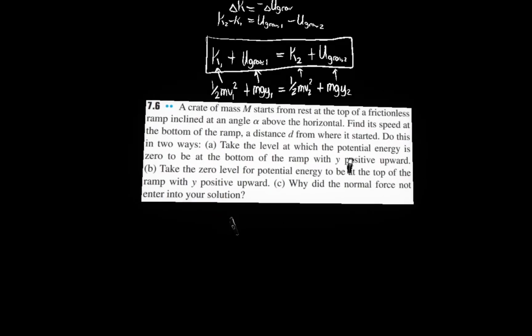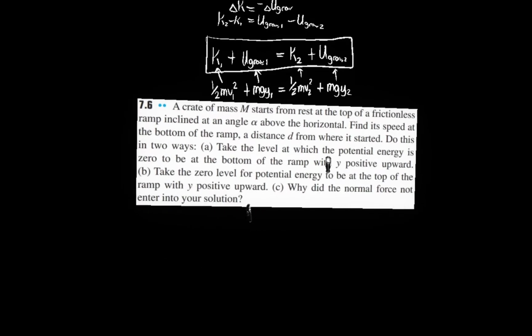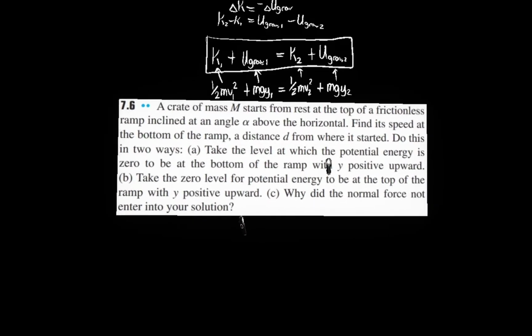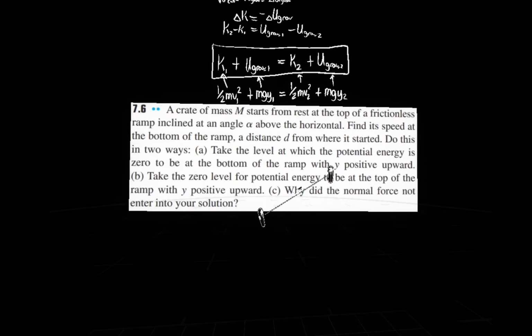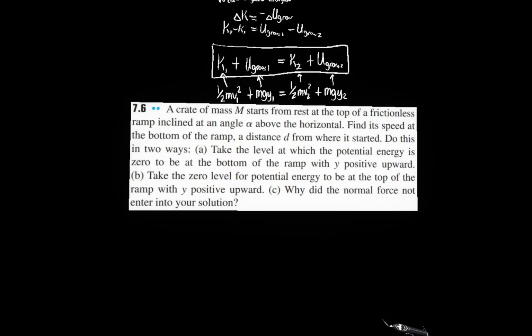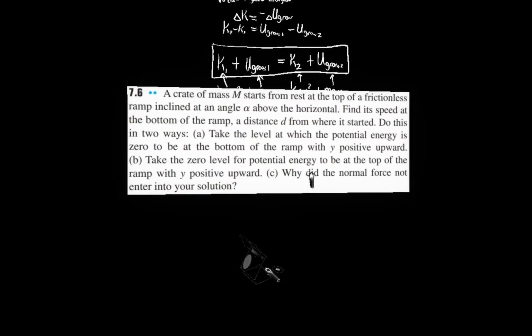A crate of mass m starts from rest at the top of a frictionless ramp inclined at an angle alpha above the horizontal. Find its speed at the bottom of the ramp, a distance d from where it started. Do this in two ways. A, take the level at which the potential energy is 0 to be at the bottom of the ramp with y positive upwards, and B, take the 0 level for the potential energy to be at the top of the ramp with y positive upwards. And then we'll address C afterwards.